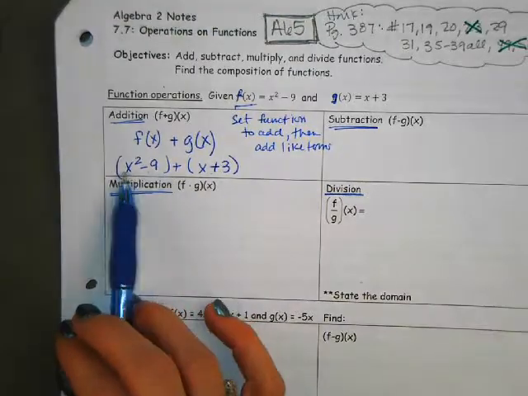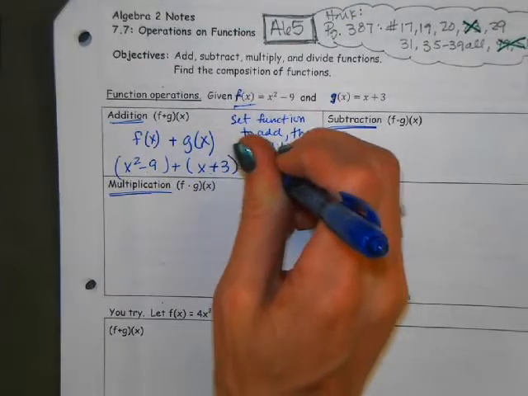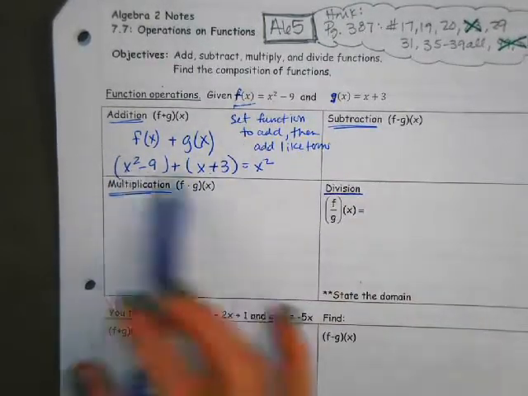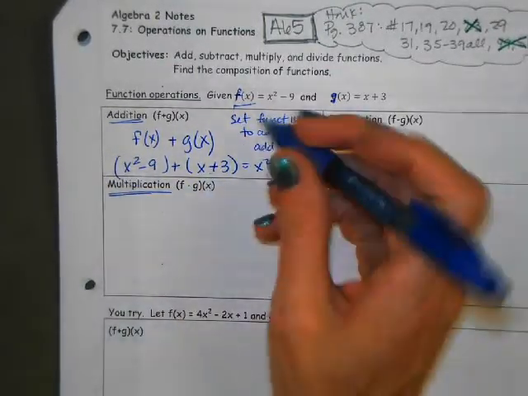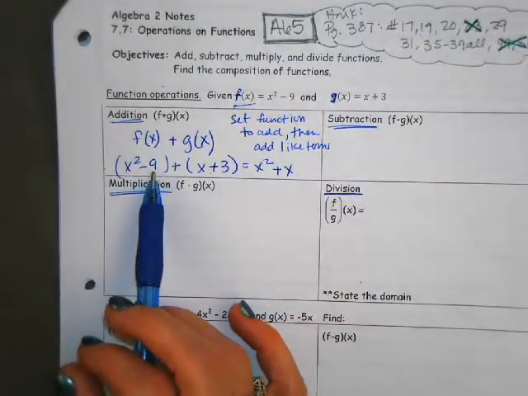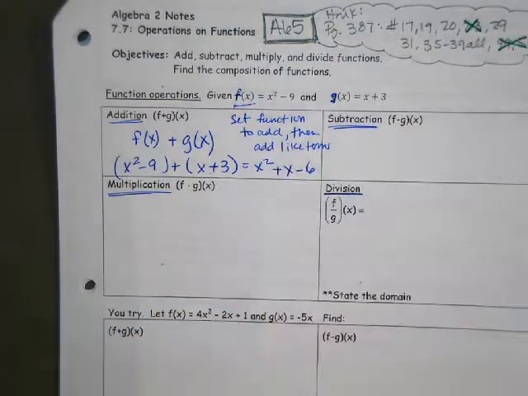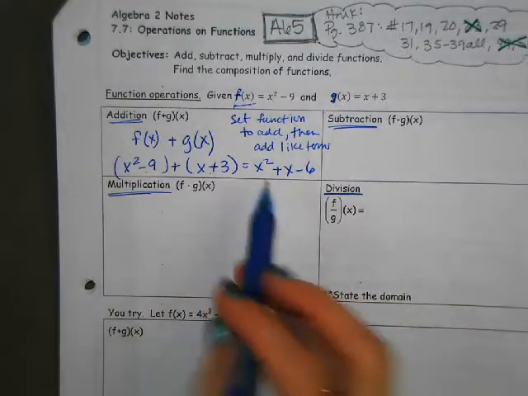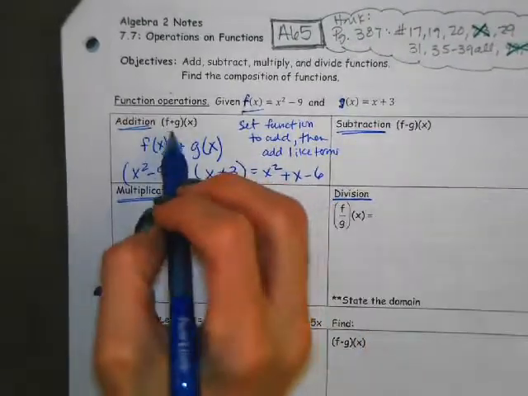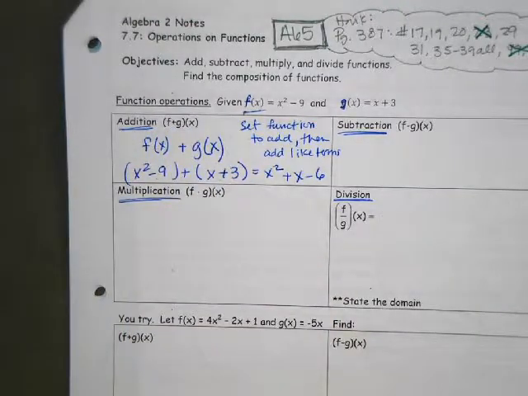So I'm going to look for my x squared. I don't have any more x squareds, so that just becomes x squared. I'm going to see if I have any more x's. I don't, so I just have plus x. And then I look for my constants. I have a negative 9 and a positive 3, so that's a minus 6. And that's all that's saying. So you'll see this with the f plus g of x, and that's just saying add the two functions.